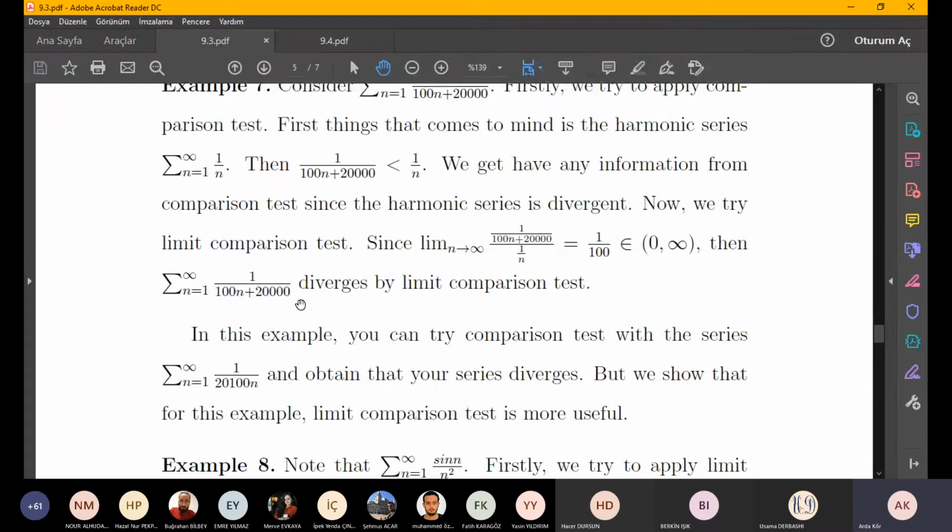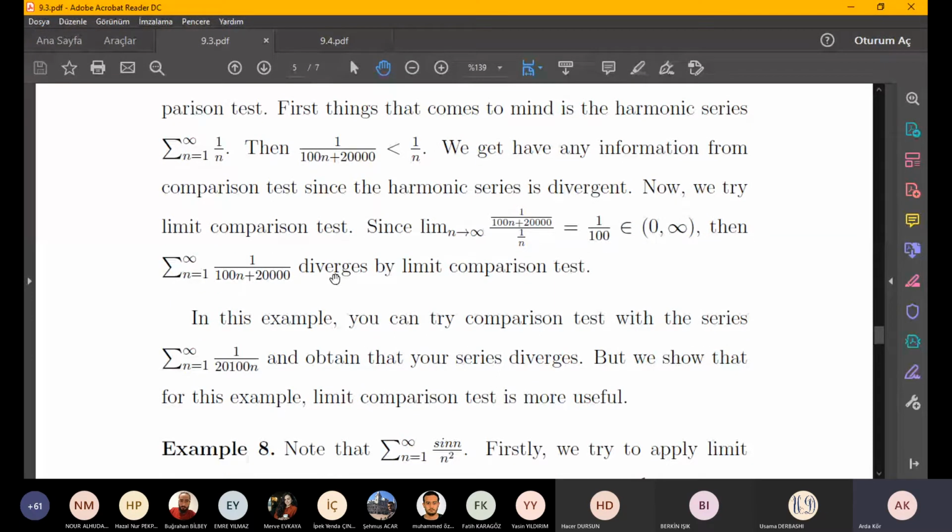So the important part of those series is, first you have to check if your series is positively defined. Then after that you have to be sure that your conditions or your hypotheses are true, that makes you reach the true conclusion. So in this example, you can try the comparison test with the series. Okay, so this is the right comparison that you can apply for that example.